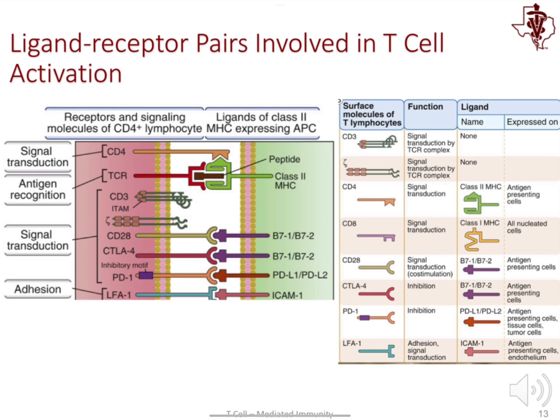CD1's function is inhibition, and its ligand is PDL1, PDL2, and it's expressed on the antigen-presenting cells, tissue cells, and tumor cells. While LFA1's function is adhesion and signal transduction, and the ligand's name is ICAM1, which is expressed on the antigen-presenting cells and the endothelium.